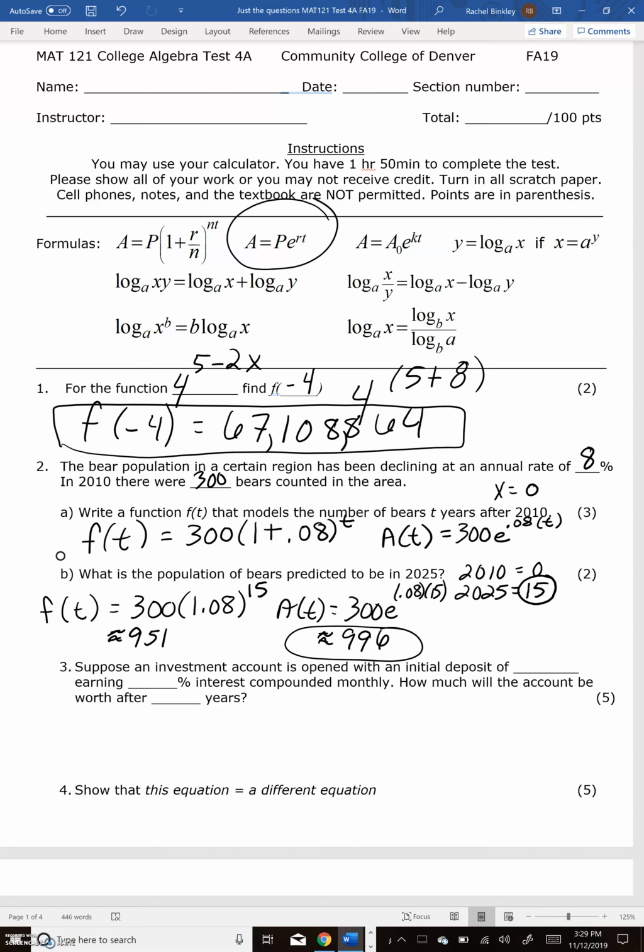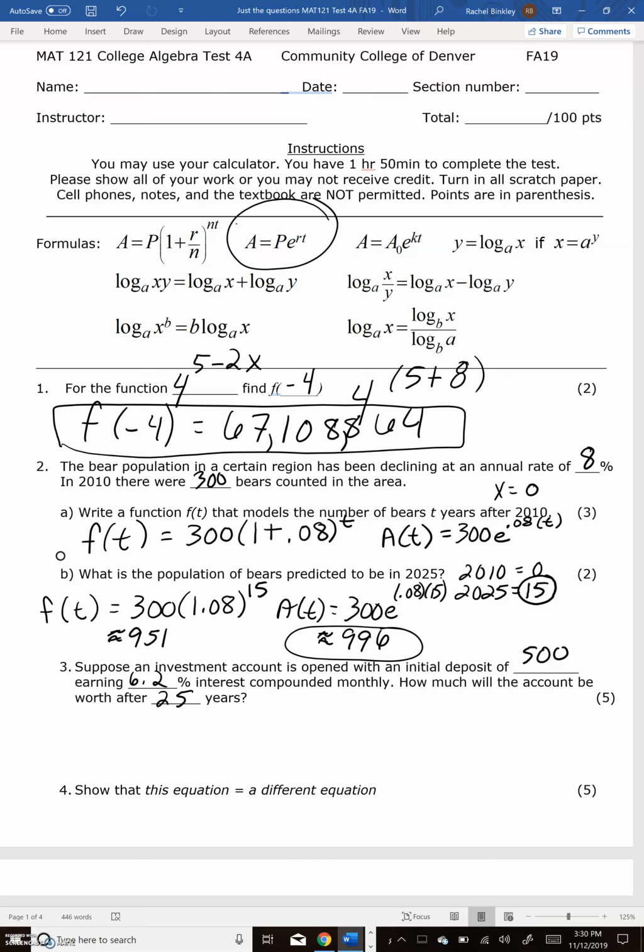All right, question number 3. Suppose an investment account is opened with an initial deposit of $500, and we are earning 6.2% interest compounded monthly. How much will the account be worth after 25 years?